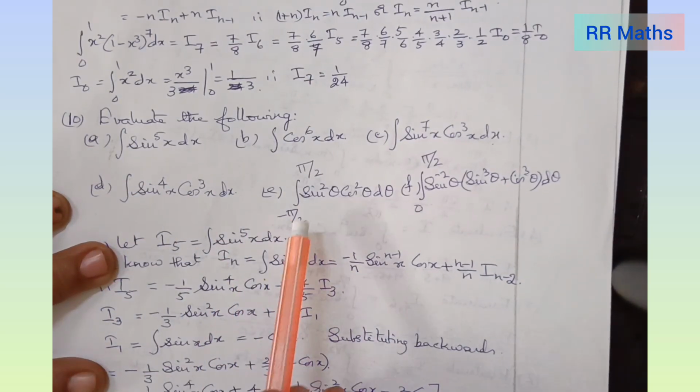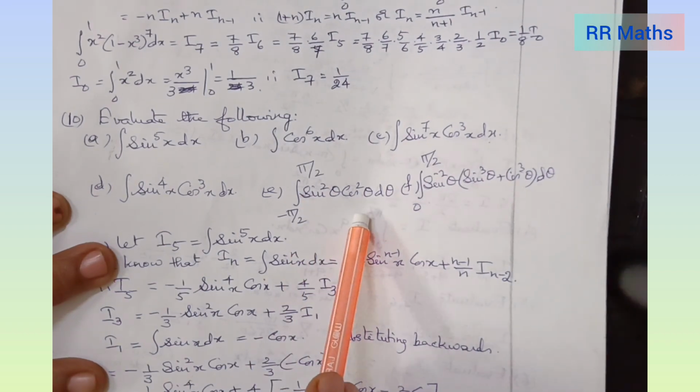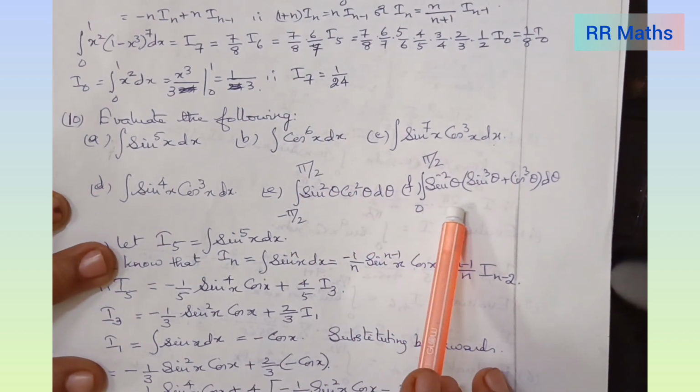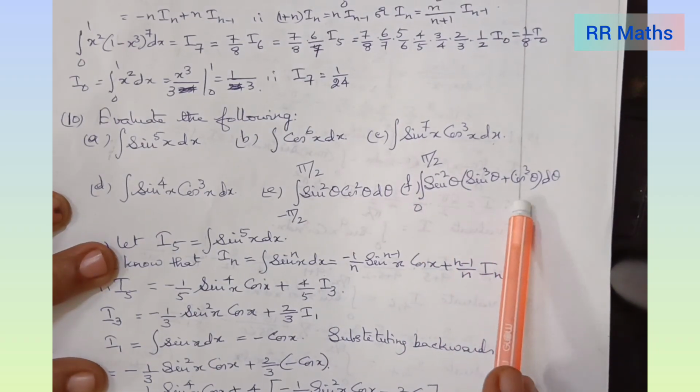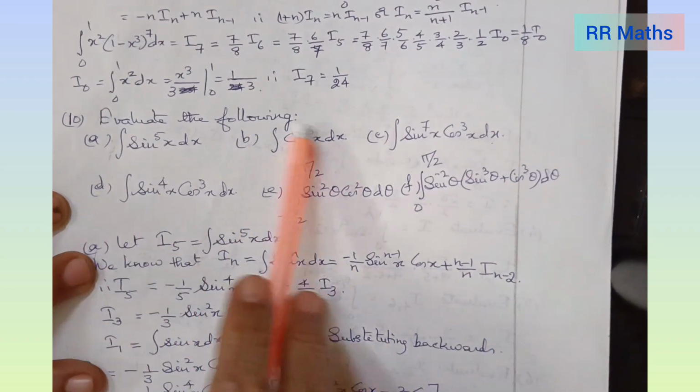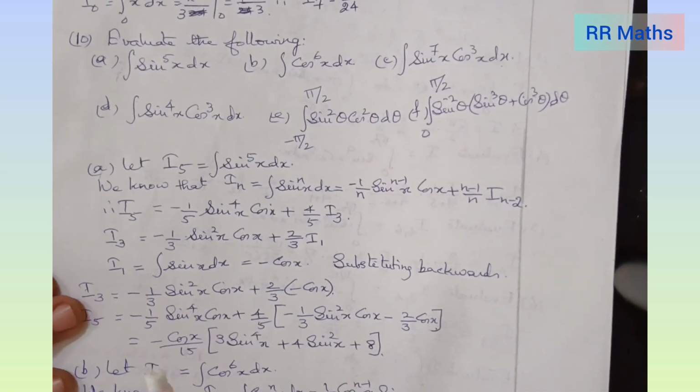And the fifth one is integral minus pi by 2 to plus pi by 2 sine square theta cos square theta d theta. And the last one is integral 0 to pi by 2 sine square theta into sine cube theta plus cos cube theta d theta. All these we are going to solve by applying direct formulas and show you. So let's take the first problem.